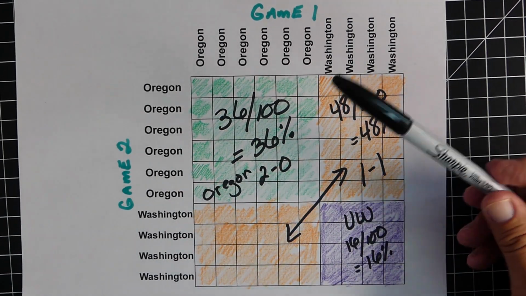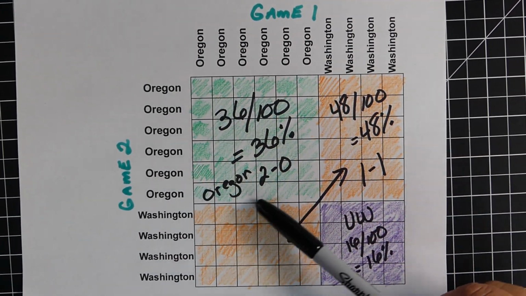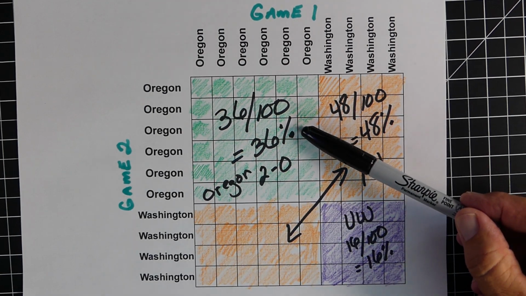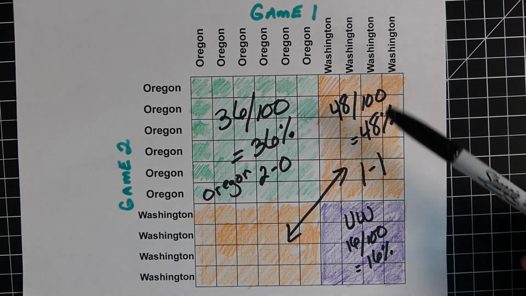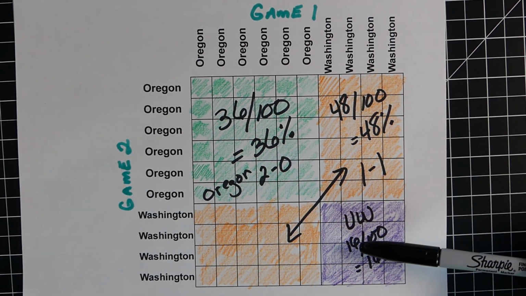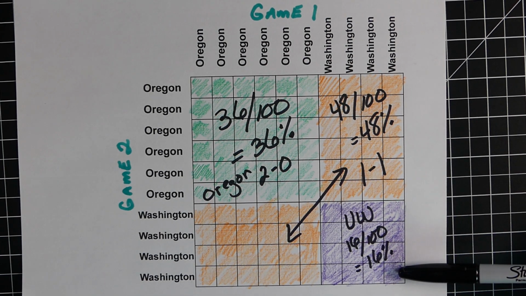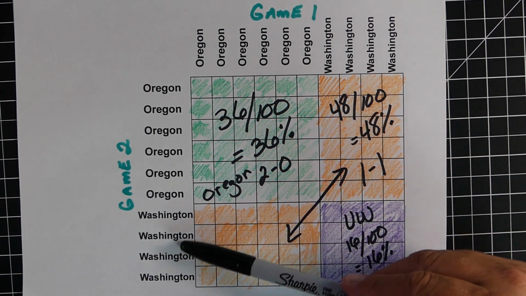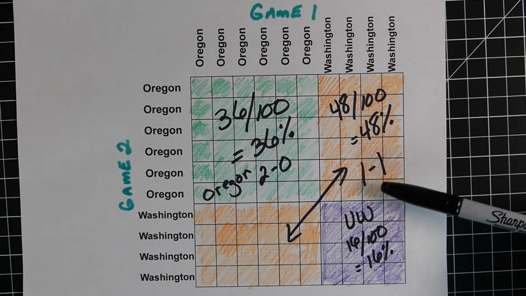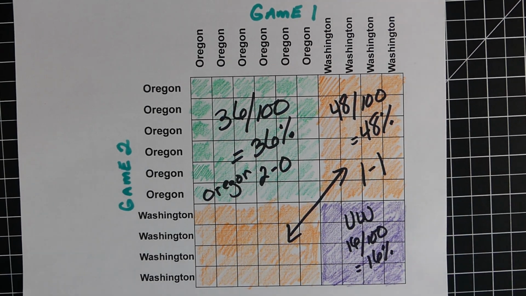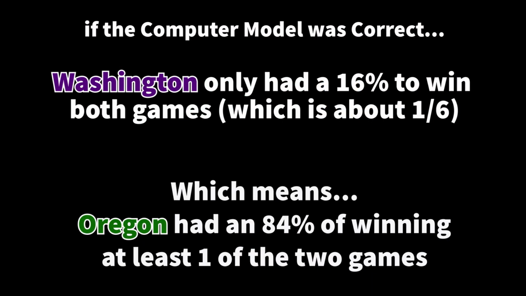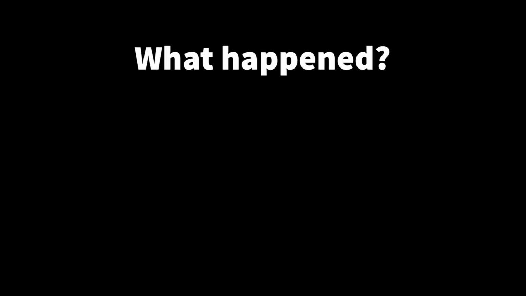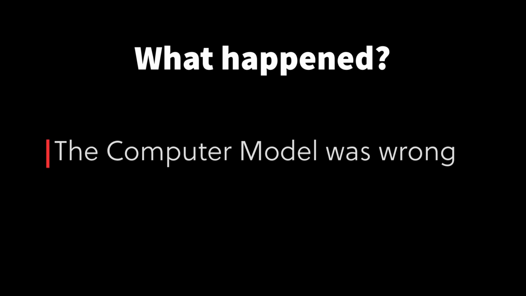Now, if you look in green, this green area would represent the chances of Oregon winning both games, which is 36%. The purple would represent the chances of Washington winning 2 games. That would be 16%. And there was a 48% chance that it would split. So when we're looking at what actually happened here, Washington had a 16% chance to win both games, which is a 1 out of 6 chance. But it means Oregon had an 84% chance of winning that next game.